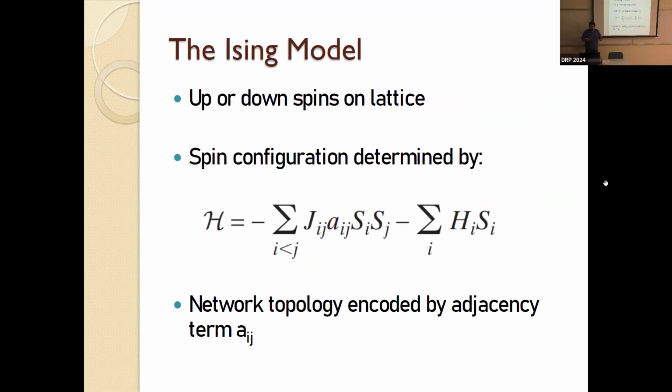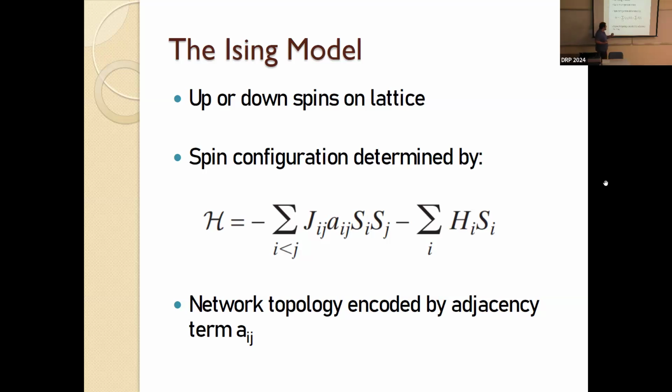So we have come to the meat of my presentation, which is the Ising model. An Ising model consists of either up or down spins, a configuration of two different spins on a lattice. And I should absolutely have drawn a lattice here. I'm sorry about that. But this spin configuration is determined by this Hamiltonian term. The Hamiltonian term is a determinant of the energy of the system. And the minimization of this Hamiltonian term gives us the properties of the system.